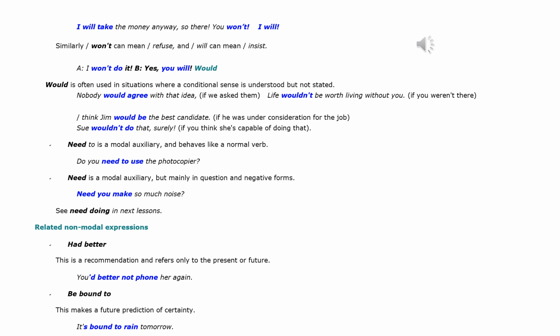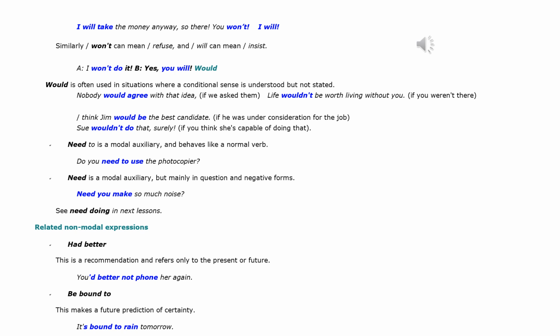Need to is a modal auxiliary and behaves like a normal verb. Do you need to use the photocopier? Need is a modal auxiliary, but mainly in question and negative forms. Need you make so much noise? See need doing in next lessons.